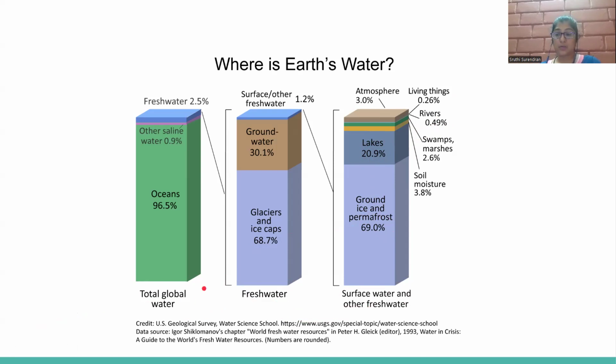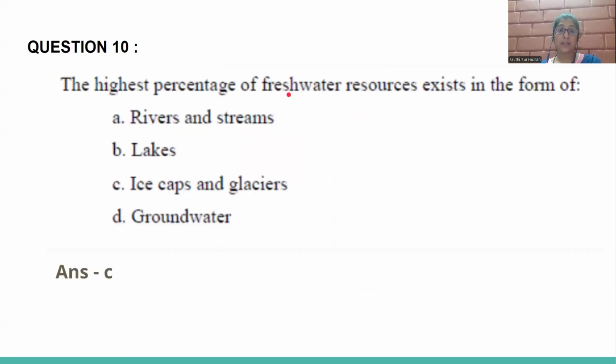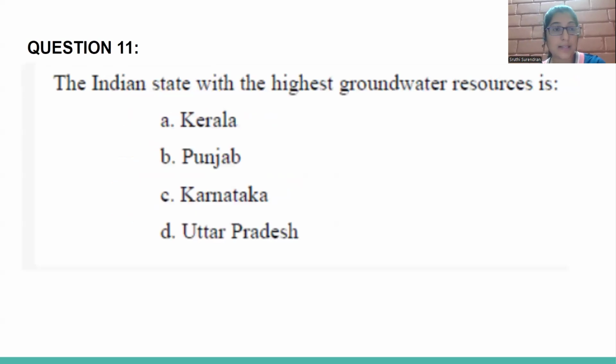So that is the segregation of the resources of water at a global level for fresh water and surface water. So this question: the highest percentage of freshwater resources exists in the form of ice caps and glaciers. Second, it is groundwater. Surface water sources like lakes, rivers, and streams come as the third classification of total freshwater resources. That is a very interesting question. Moving on, next one.